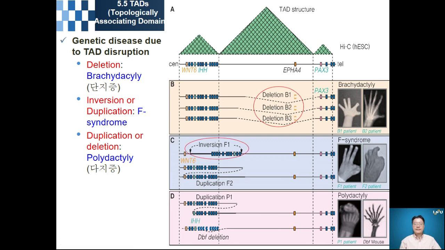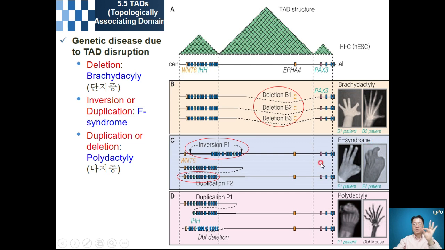When this location is inverted, or the full length of this region is duplicated, duplication happens, so it will induce a genetic disease. We call it F syndrome, where the fingers are fused to each other like this.